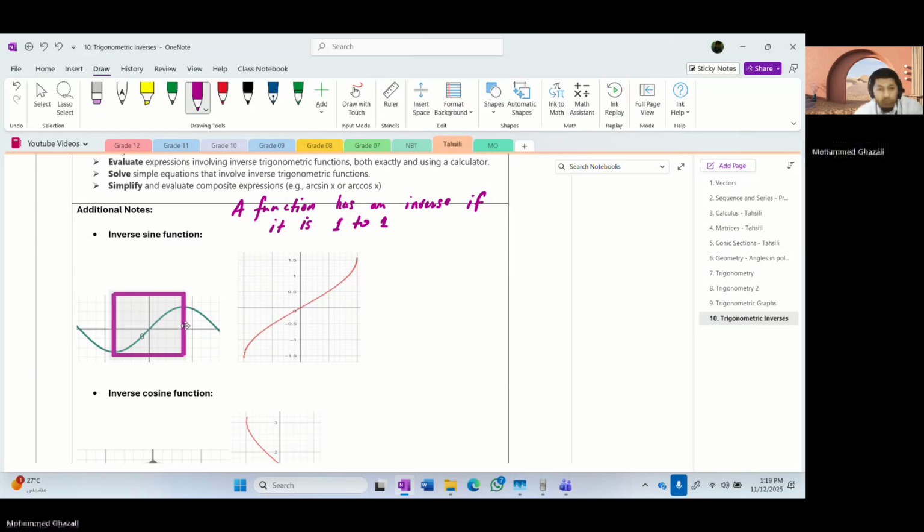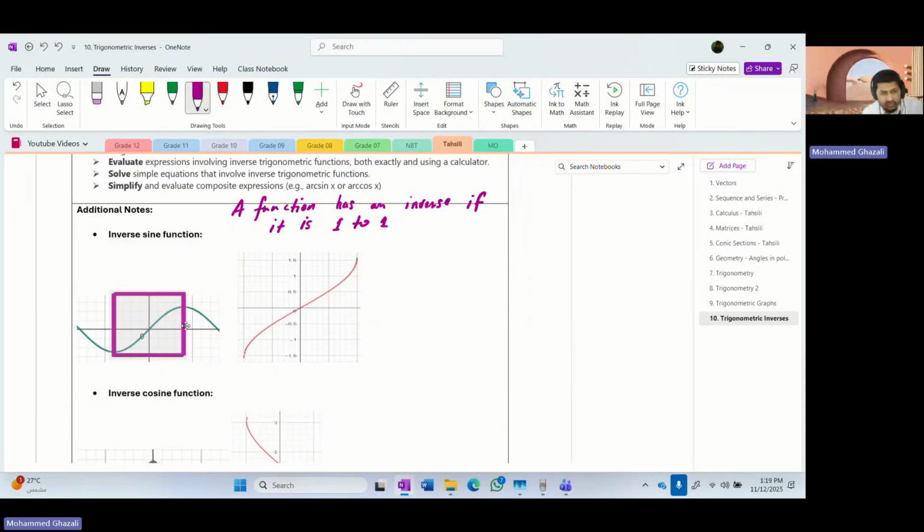Let's take some important points on the original function sine x, which we did in the previous video. So we got y equals sine x here. Taking some points, remember this value is 1. So the coordinate over here is pi by 2, and the y value is 1. This value is basically 0, 0. This value is negative pi by 2 and negative 1. So we have 3 points.